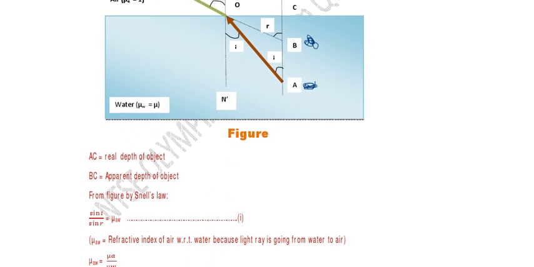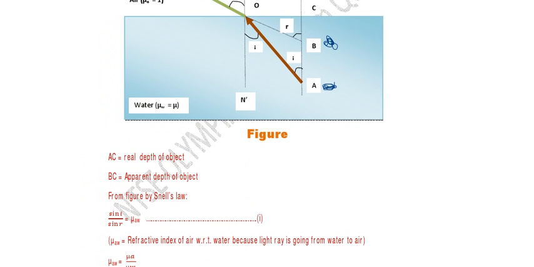Now let's see a simple calculation. AC is the real depth of the object, BC is the apparent depth of the object. Now when you apply Snell's law, a light ray is going from water to air, so we will write the refractive index of air with respect to water. So sin I by sin R is equal to mu A W, the refractive index of air with respect to water.